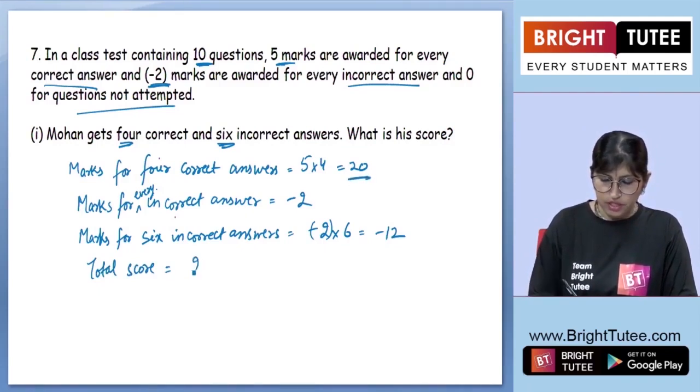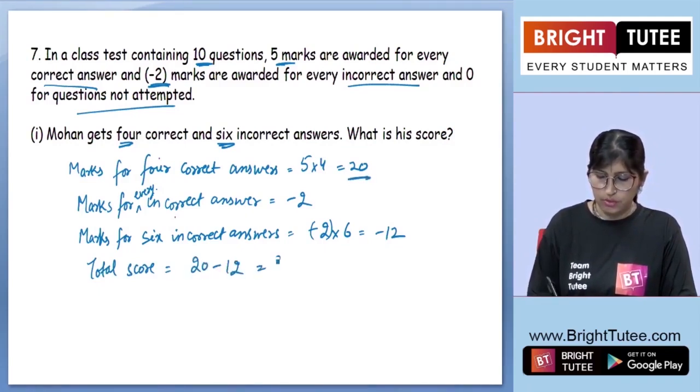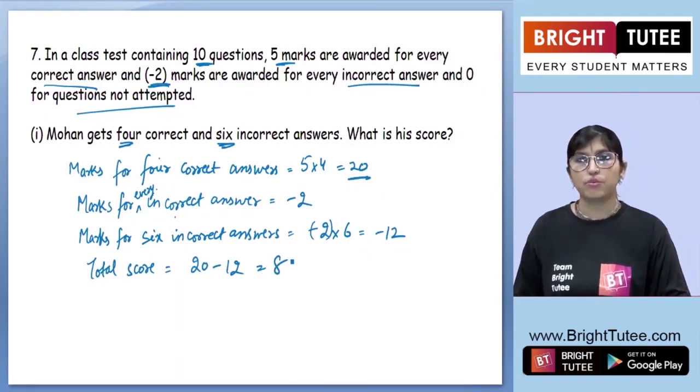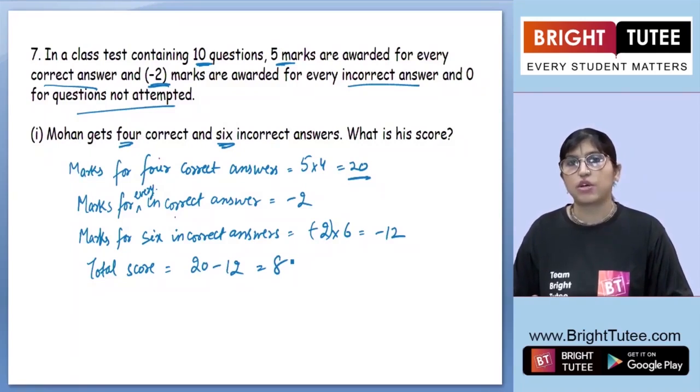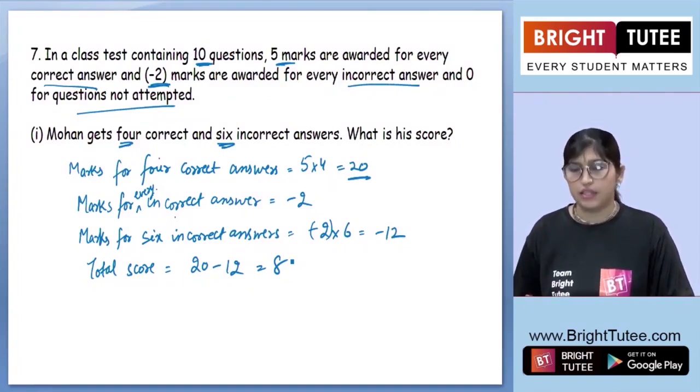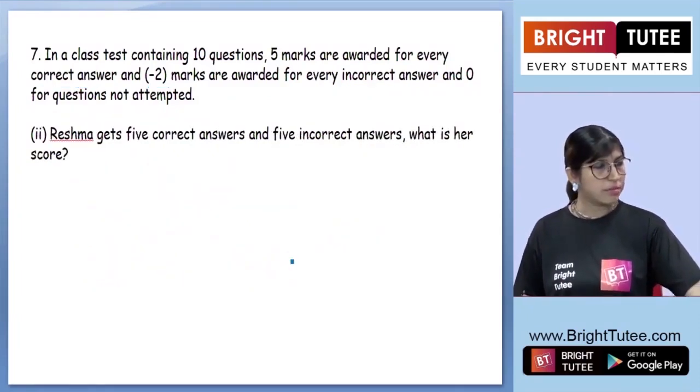Will be 20 minus 12, which will be 8. So the total score which Mohan gets is 8 marks, because he got correct answers. He got 20 marks for the correct answers and -12 for incorrect answers. And if we add both of them, we'll be getting the final answer. Now let's move on to the second part.